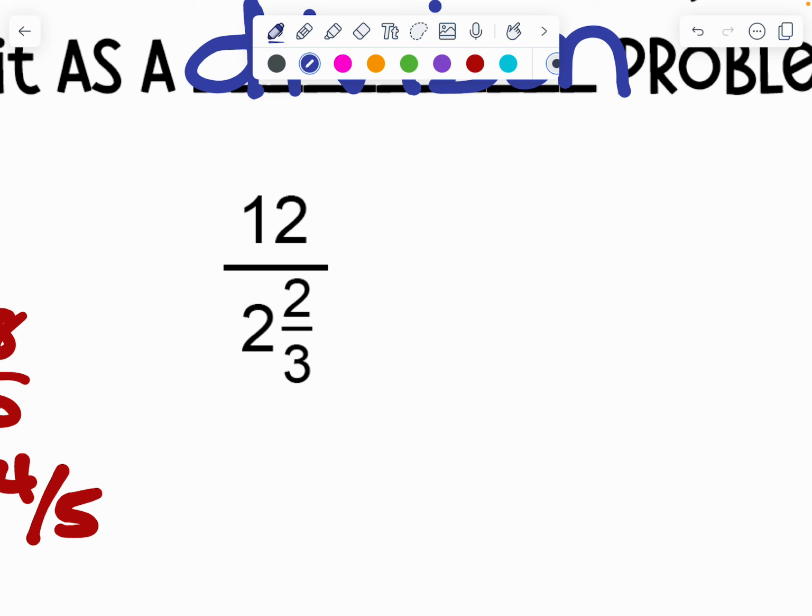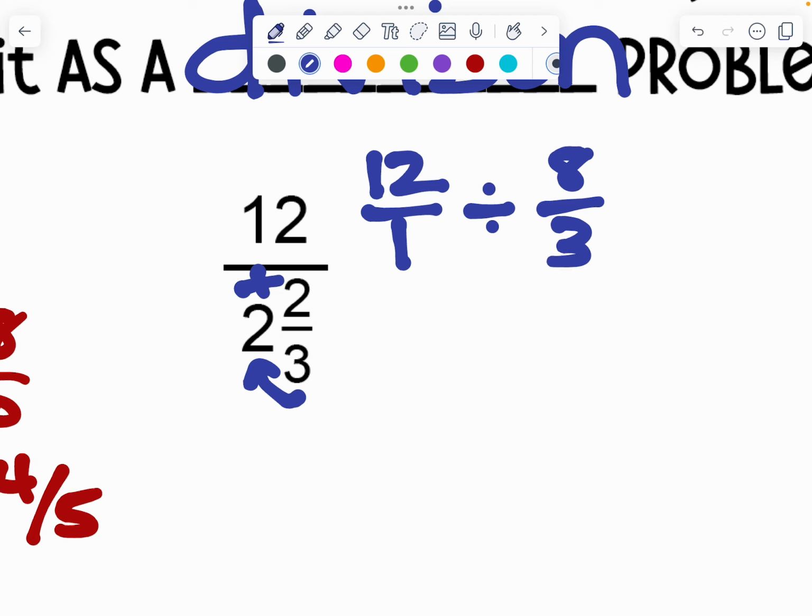Here we go. I need to turn that 12 into a fraction. That's 12/1. Divided by, change this to improper, 6, 7, 8/3. There you go.